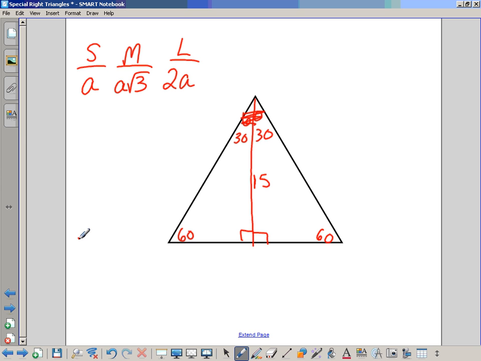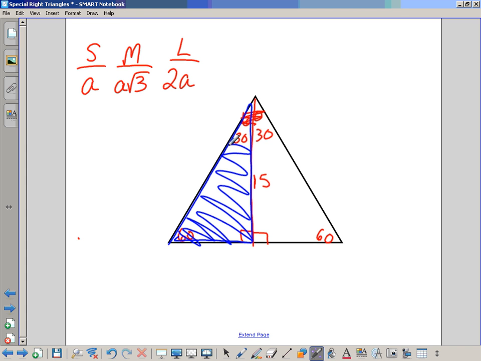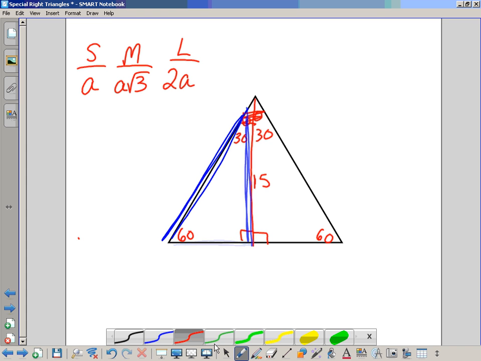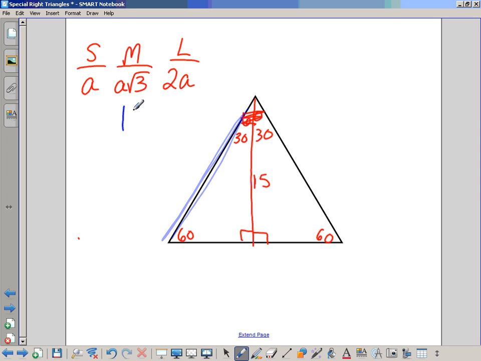In this triangle, which side do we know? Small, medium, or large? We know the medium one is 15. So let's go back to our chart from yesterday and put a 15 in the middle for the medium.